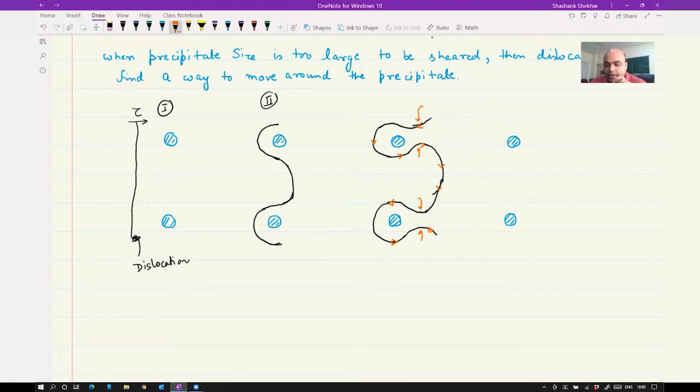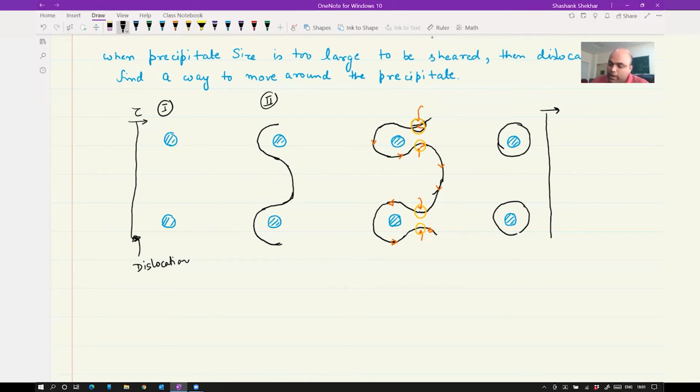So what is going to happen? They are going to annihilate. Okay, so finally what you are going to have is a loop of dislocation, because these two sections here, right, this point, let me change the color now. So this particular point and this point, they are going to annihilate. Similarly, these two points of the dislocation vector, they are going to annihilate. Okay. And finally, they are going to leave a loop around the precipitate, and then this dislocation will move forward.